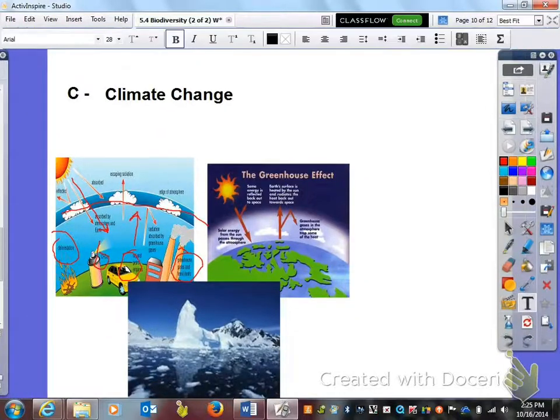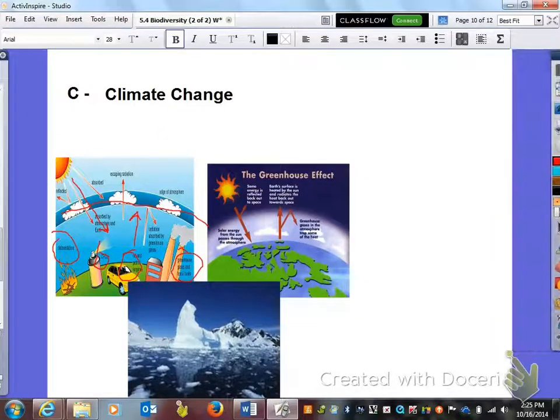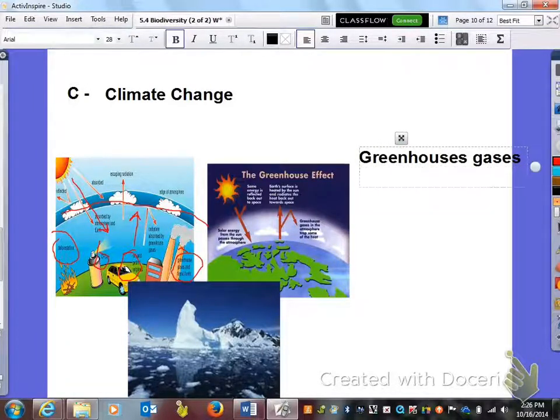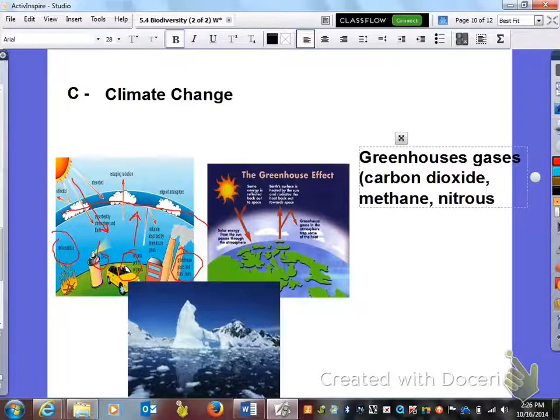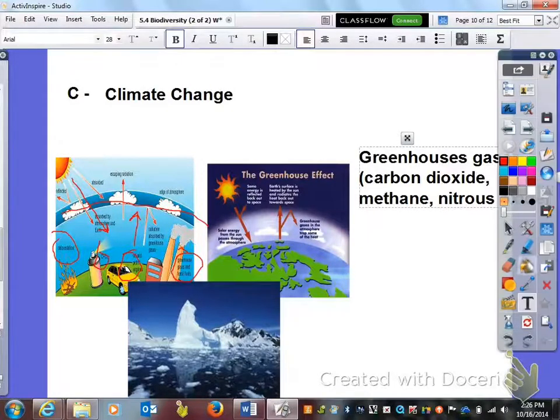If you ever go into a greenhouse, you will notice that inside compared to outside the greenhouse, you're going to feel a 10 to 20 degree temperature change. Okay, so in essence, this is what they believe is happening to the Earth. So I want you to write greenhouse gases, and I want you to know what some of those are. Carbon dioxide is one of our greenhouse gases. So is methane gas, and nitrous oxide. It also includes things like ozone and water vapor, but I just wanted you to know some of the major ones.